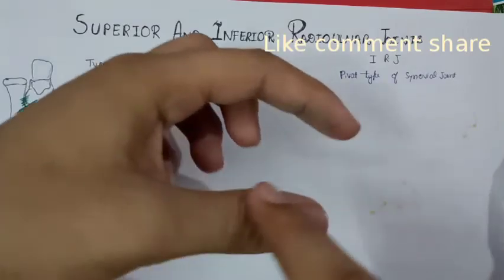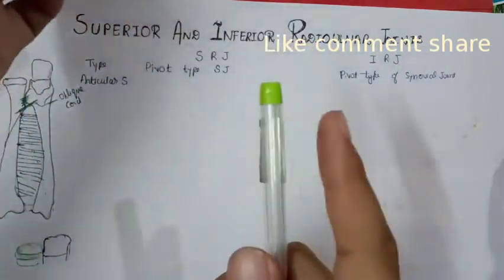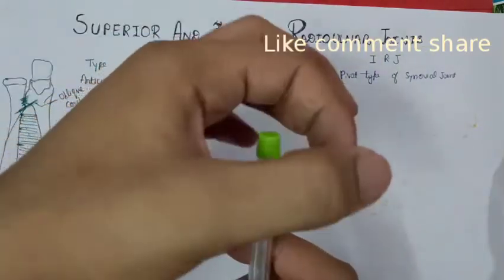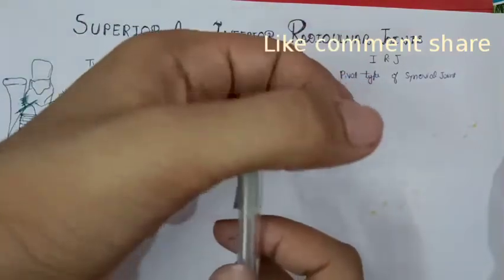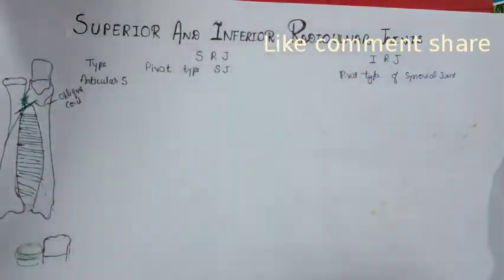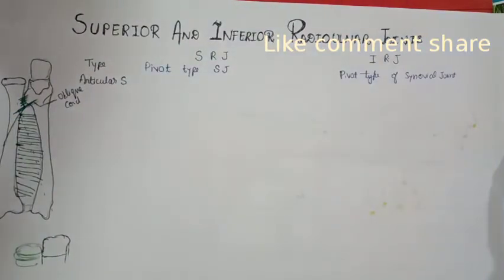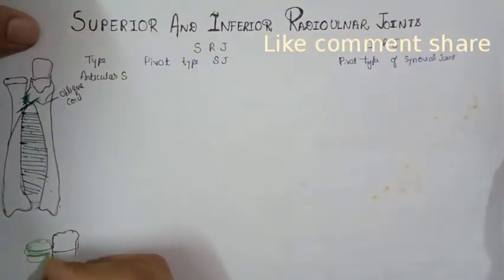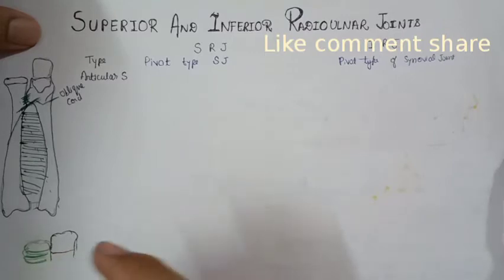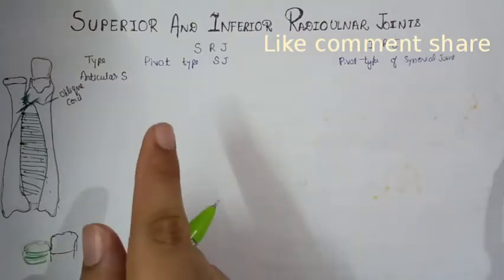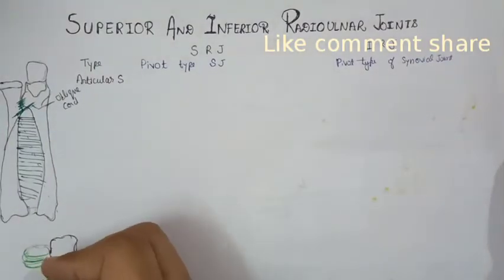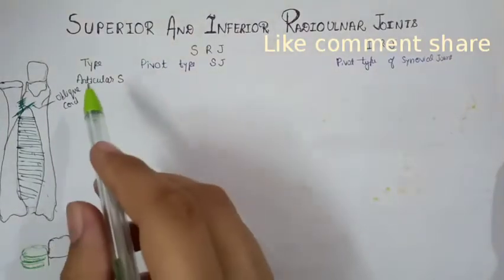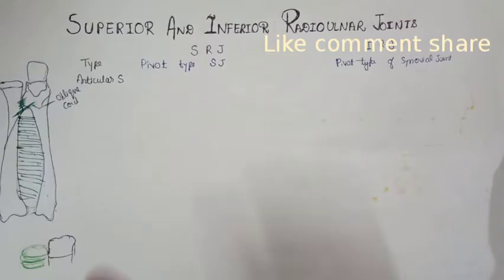Suppose this is the annular ligament and this is the upper part of the radius. So the upper part of the radius, or the head of the radius, is present attached to the annular ligament. So annular means ring-like. What is the annular ligament? We'll see under the heading ligaments of the superior radioulnar joint, so you need not worry. Why am I telling you this? Because it comes under the articular surfaces of the superior radioulnar joint.